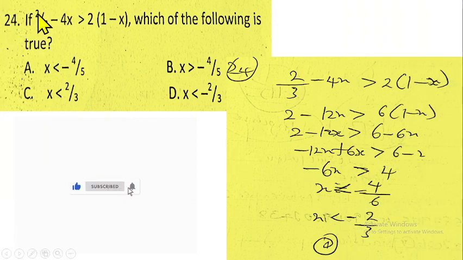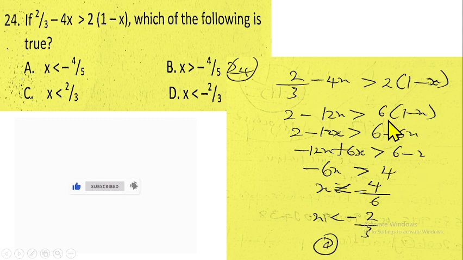Question number 24 is from inequalities. 2 over 3 minus 4x is greater than 2 times 1 minus x. So we have to simplify this to find the true set. Now, what can we do? You can multiply through by 3 to clear this denominator. So if you multiply through by 3, you have 3 times 2 over 3. So 3 will cancel 3, then you have 2 here. Then 3 multiplies this, so that you have minus 12x greater than, if 3 multiplies this 2, you have 6 times 1 minus x.